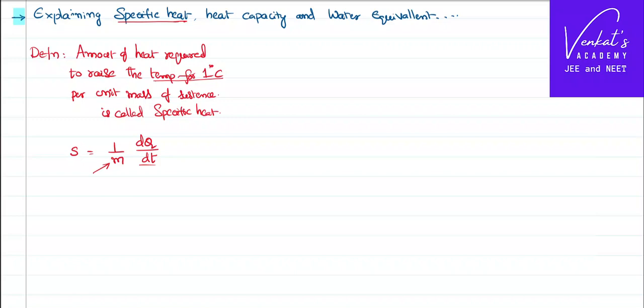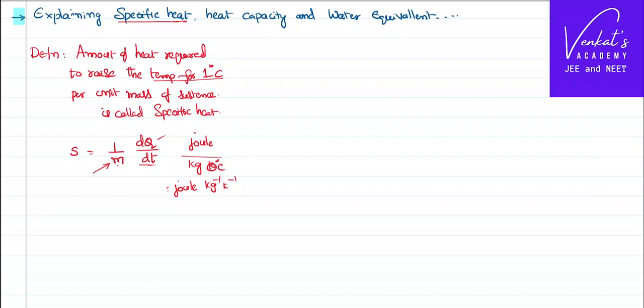From this, if I have to write an SI unit for this, dq is heat. It is measured in joules. Mass is in kilograms. dt is the temperature. Be careful, temperature in degree centigrade or degree Kelvin, both are the same, right? So the unit of this is joule kilogram power -1 Kelvin power -1, or degree centigrade power -1, in the SI system.